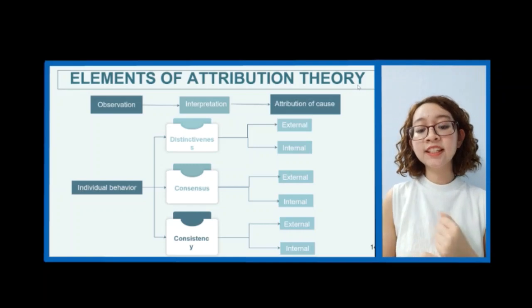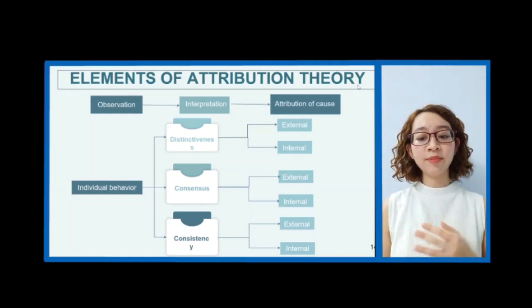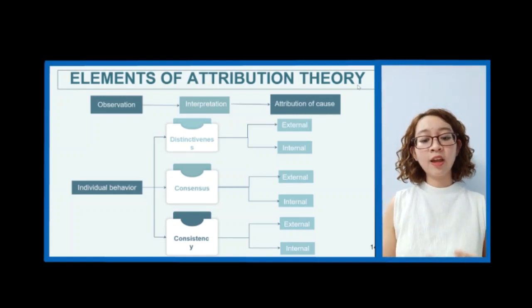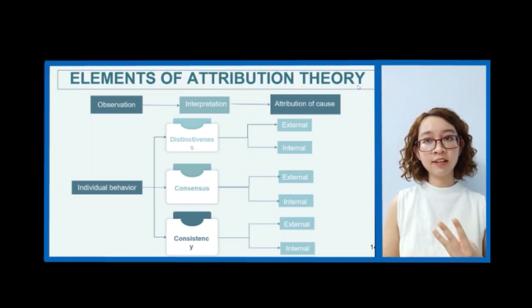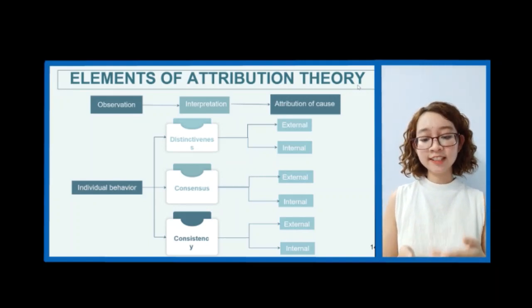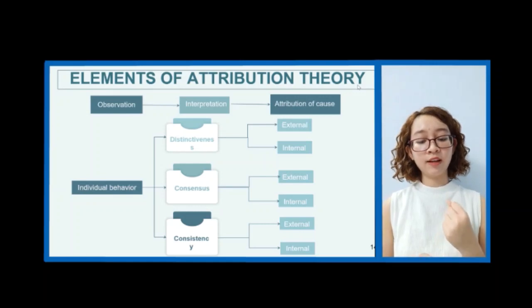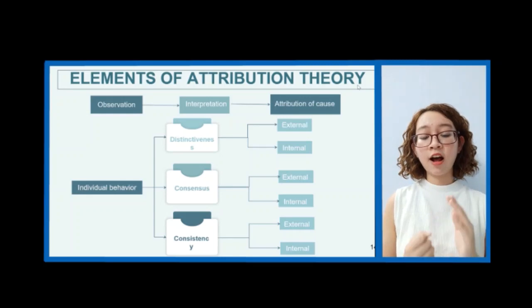Elements of attribution theory. Look at this chart of the elements of attribution theory, which helps us make the connection between externally and internally driven factors. First, we observe, and then we interpret it under the 3 dimensions, and then we attribute its cause either internally or externally. When we observe the behavior, we are going to judge it, and what we consider first is the distinctiveness, then the consensus, and the last one is consistency.